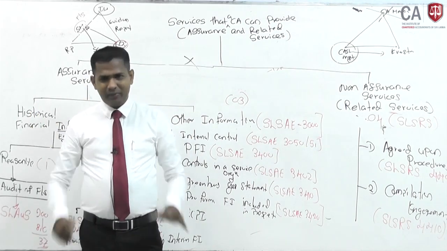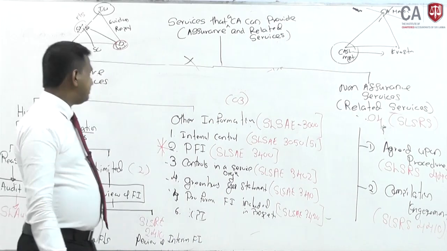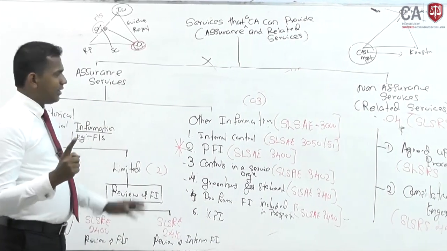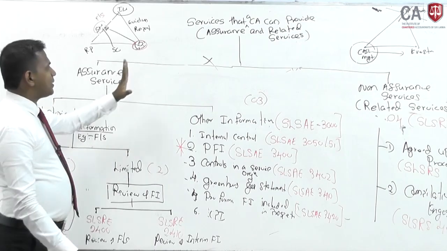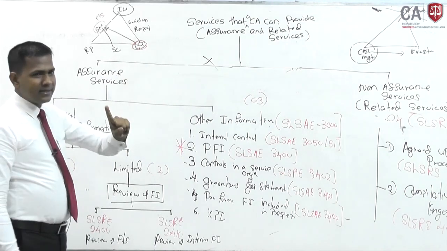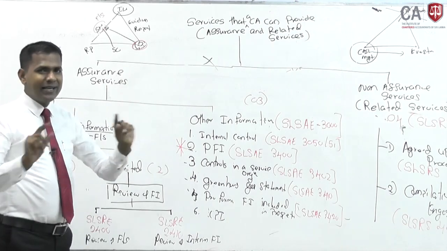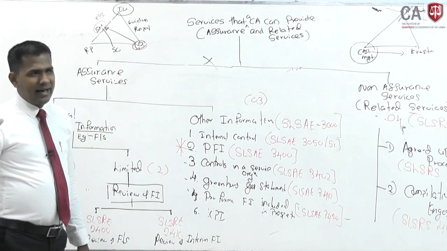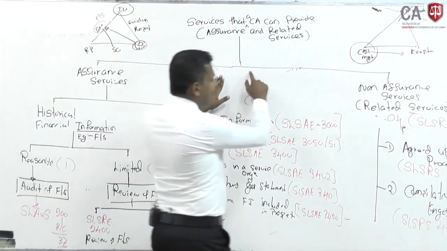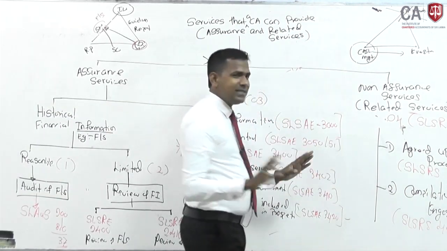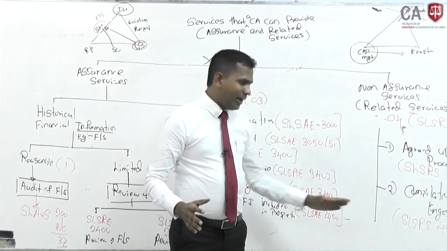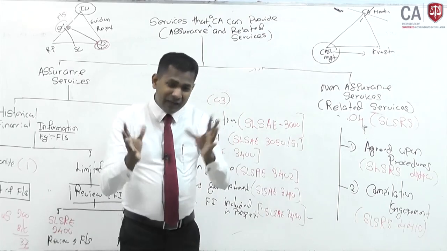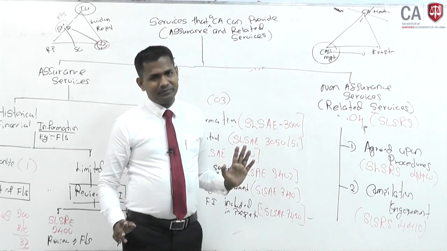We will practice questions. In examination question number one, first of all, you have to see the criteria and whether it is assurance or non-assurance. That decision is critical. If you go wrong, you are finished. And then, if it is non-assurance, look at whether it is agreed upon or compilation. That is an easy decision, because compilation means only preparing the financial statement. That is all. All other work can be categorized under agreed upon.